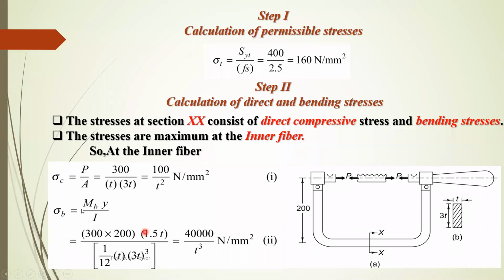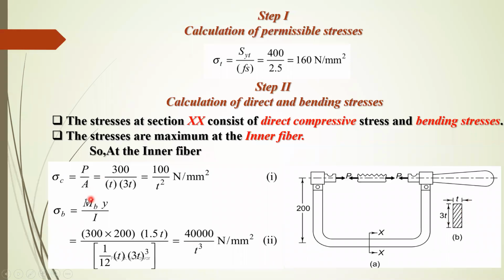Here you can see the bending stress equation is nothing but this one, M_b y upon I, where M_b is nothing but bending moment acting at this cross section, y is nothing but farthest distance from the neutral axis of cross section, here is the neutral axis, and I is nothing but area moment of inertia. That is for rectangular cross section we need to calculate.